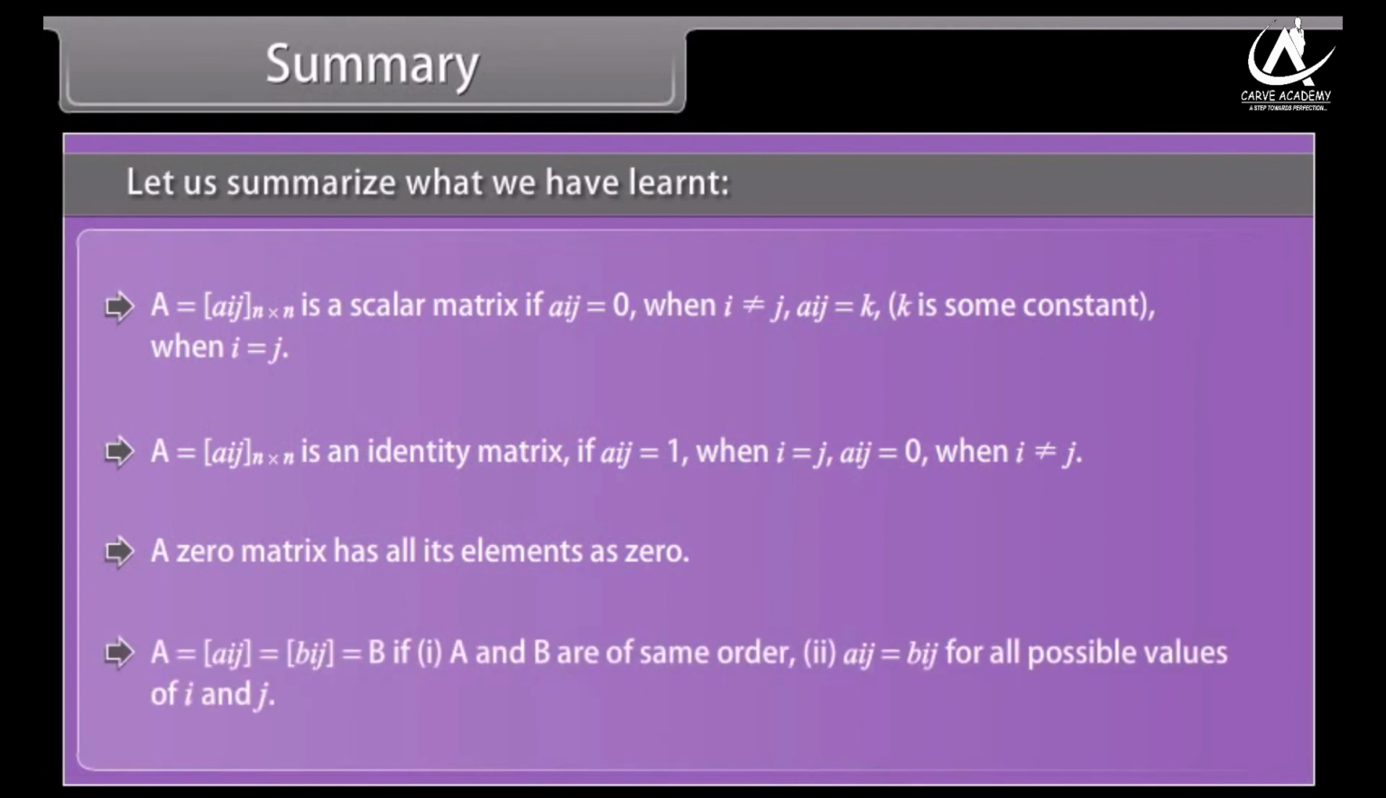A is equal to B if and only if A and B are of the same order and a_ij is equal to b_ij for all possible values of i and j.